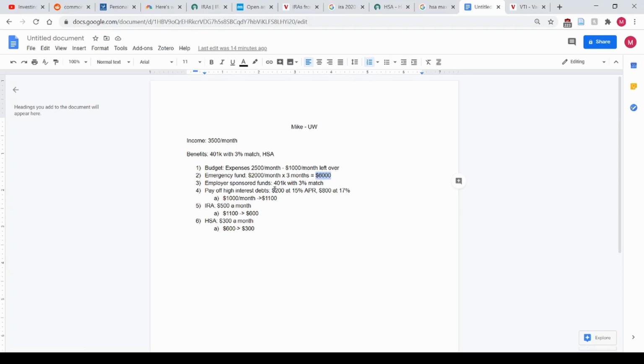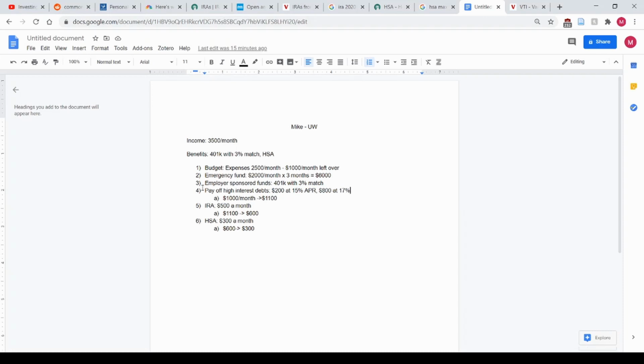So he moves on to the next step, which is employer-sponsored funds. So he asks his HR department, do you have a 401k? Do you match? He says, yes, we have a 401k with 3% match. Great. He signs up and contributes 3% of his salary to the 401k, which automatically matches and gives him free money. How awesome is that?